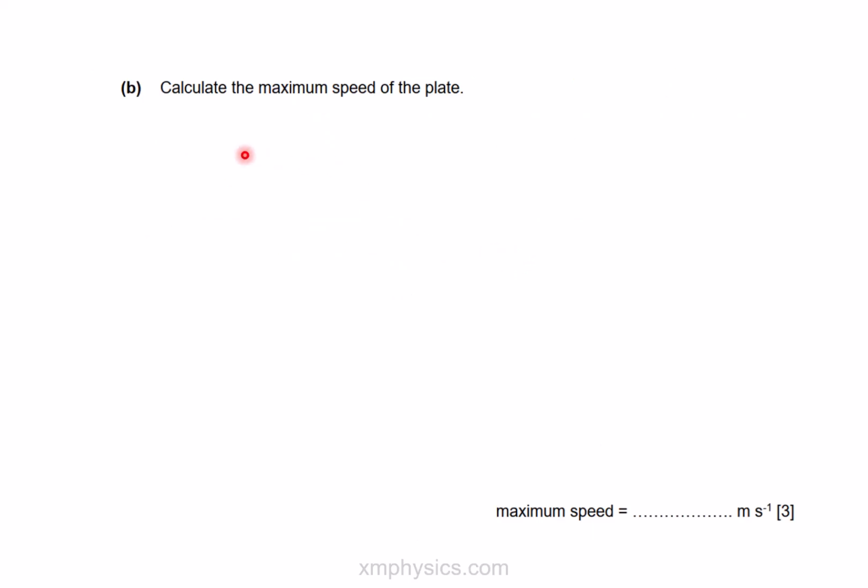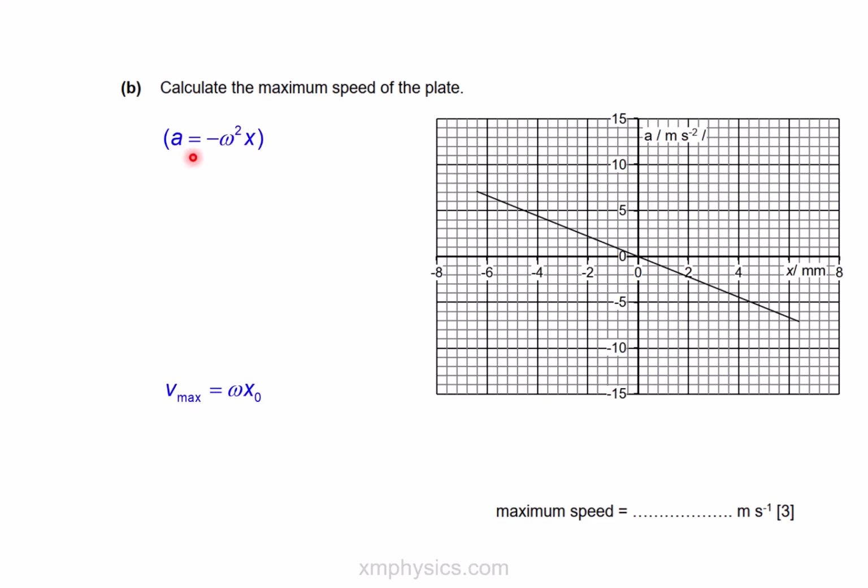Okay, let's move on. In part B, we're asked to calculate the maximum speed of the plate. We all know that the maximum speed for a SHM is given by omega x naught. So our job now is just to figure out the value of omega. How do we do that? Because a is equal to negative omega square x, from the a-x graph, the gradient of the graph is negative omega square.